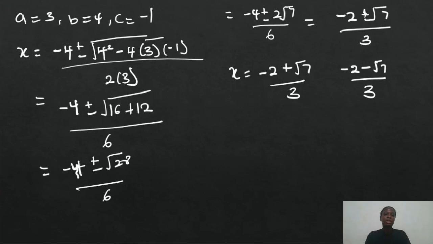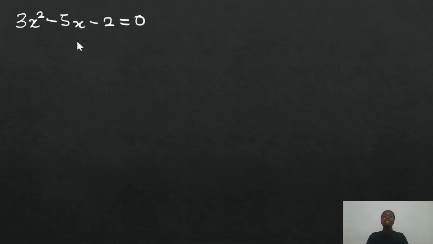Our next example here is 3x squared minus 5x minus 2 is equal to 0. Now this equation can be factorized. We can use the method of factorization, but we also want to use the almighty formula and see if we get the same thing. We solved this in the previous video on solving quadratic equations using the method of factorization. From this, we can say that a is equal to 3, b is equal to -5, and c is equal to -2.